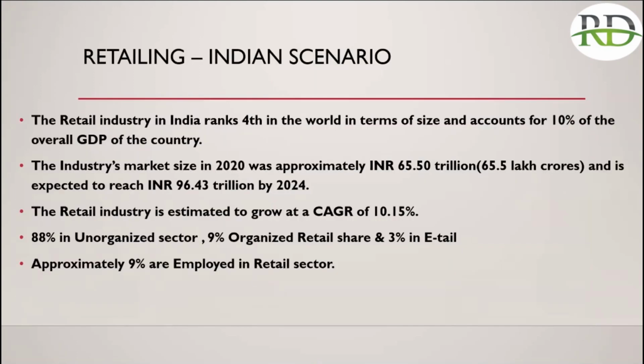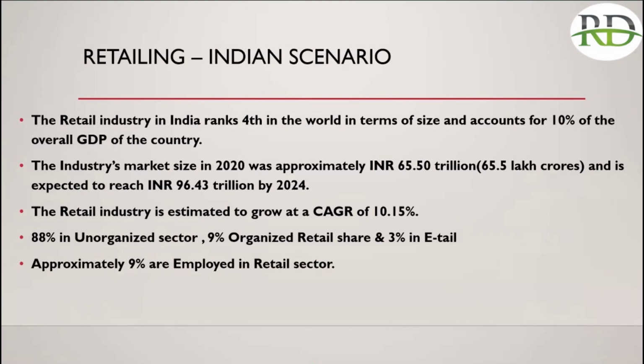A small look at the scenario of India. In terms of GDP, India now ranks 4th in terms of size, and retail accounts for 10% of overall GDP. That is the retail industry I'm talking about. In 2020, its market size is about 65.5 lakh crores, and it is about to reach around 96 lakh crores in 2024. So the retail industry is estimated to grow by 10%. And still, as I told you, 88% is in the unorganized sector, and 9% and 3% is in organized, which is e-commerce and organized retail.